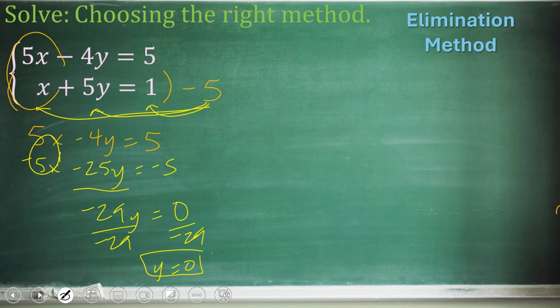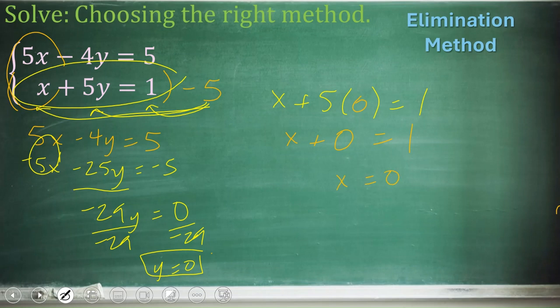Now we have the option of picking any of these equations to substitute y equals 0 into. I, of course, like the shortest possible option, so I'm going to choose this equation because x is pretty much by itself. Everywhere I see y in this equation, I'm going to substitute in, you guessed it, 0, because that's what we just found. So 0 goes in there. Now I'm just going to simplify. X plus 5 times 0 is 0 equals 1. X plus 0 is 0. So x equals 1. All right, that's what we got.